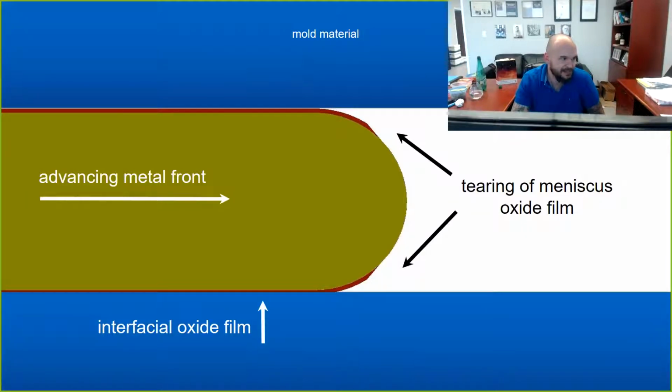The advancing metal front has an oxide film with the exposure to air, which is tearing and reforming and tearing and reforming. However, when it tears, it gets laid down between the metal and the mold as this interfacial oxide film. Think of it as like a tank trap, right? So what ends up happening after that first pass is the metal is actually riding on an oxide film and never touches the mold, right?